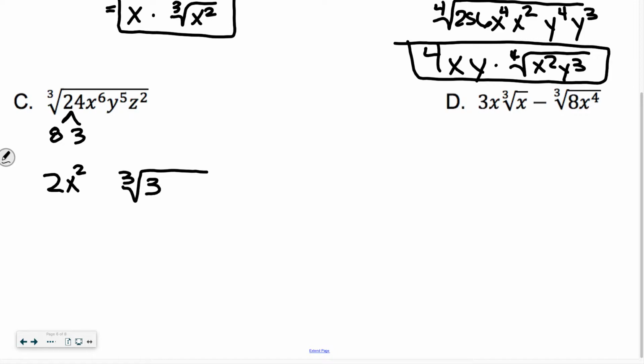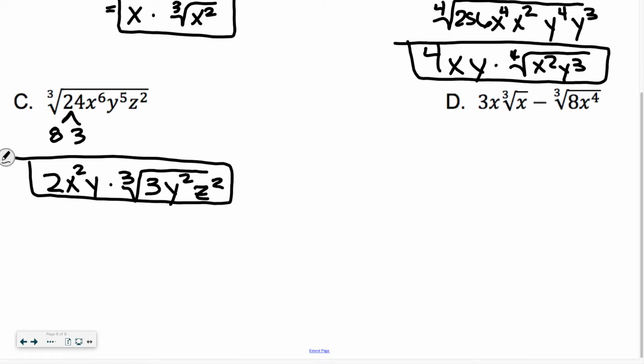Then I'm going to do y to the 5th. 5 divided by 3 can go in one time, so it's going to be y to the first outside. The remainder is 2, so y squared remains. And then z squared, 2 divided by 3, not enough. So no z's can come out, z squared stays underneath.